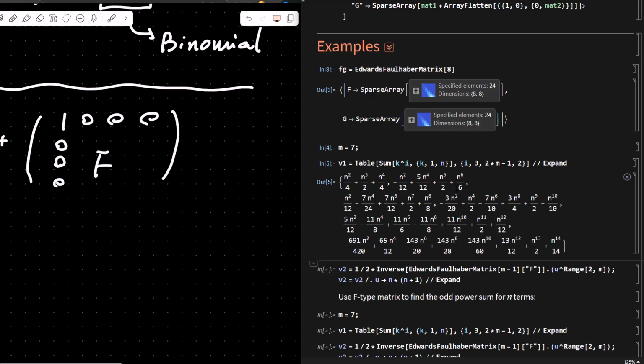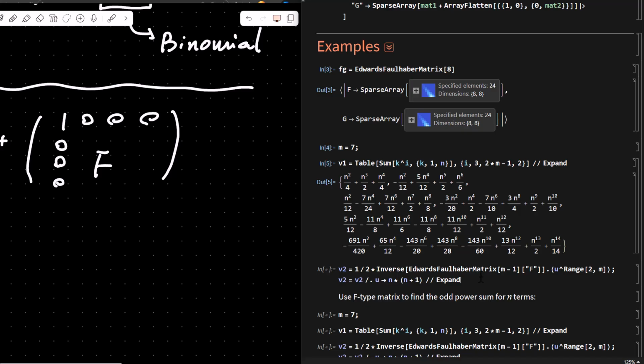Let's first check all the sums by all the powers. So I is from 3 to 13, jump by 2, step length 2. So we have 3, 5, 7, 9, and so on. And these are the polynomials of those sums in terms of n.